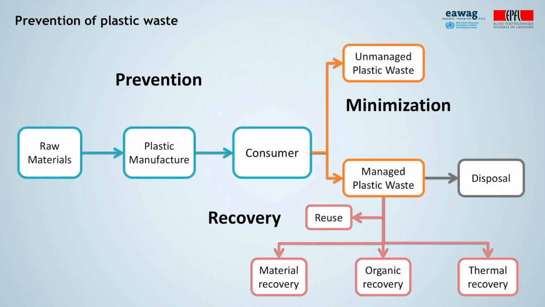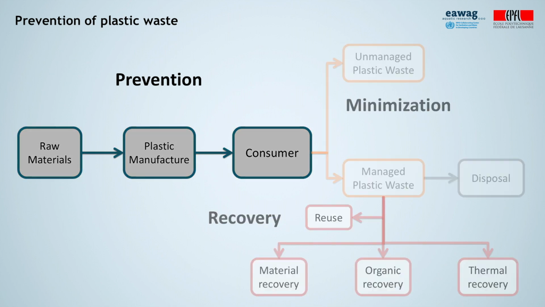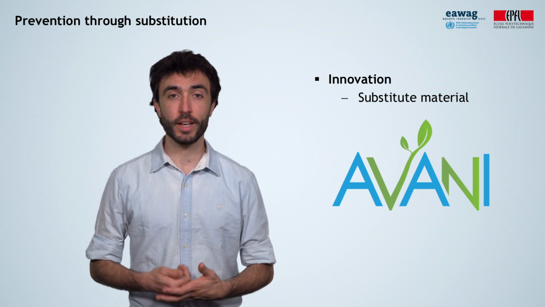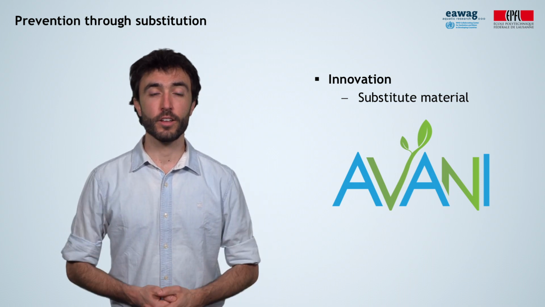The best plastic waste is the one never generated in the first place. To prevent plastic waste generation, interventions can be done at both the manufacturing level and the consumer level. The most effective way to prevent conventional plastic is to substitute plastic by producing alternative materials already at the manufacturing level. As an example, we invite you to check the Indonesia-based company called Avani.